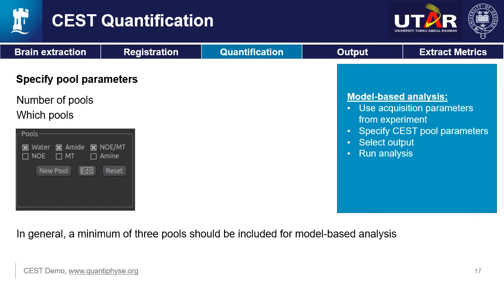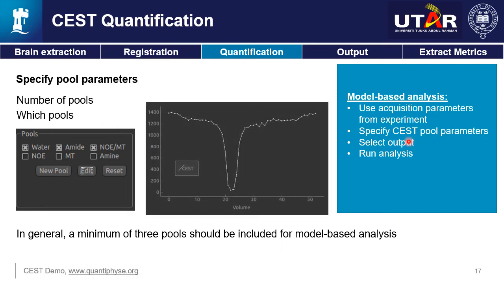Then we specify our pool parameters, including the number of pools and which pools we'll be modeling. And for this, it does depend on the CEST data that you have. So for example, the field strength you're using, the saturation scheme you're using, but in general, a minimum of 3 pools should be included for model-based analysis. And the common pools to include are water, amide, and a combined pool of MT and NOE.